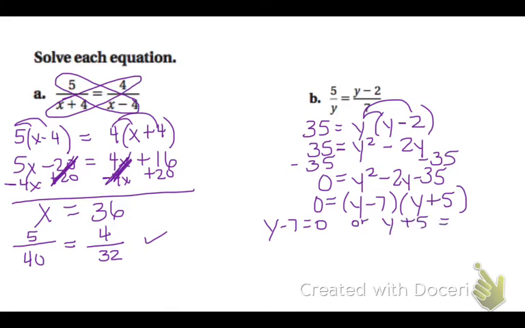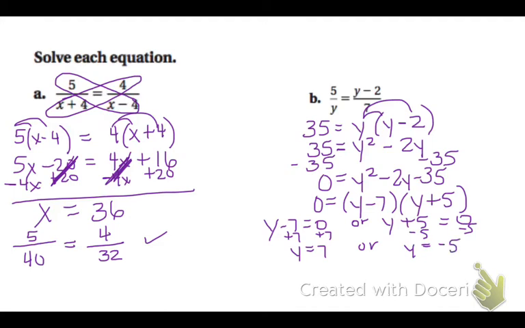This has to be true because that's what the zero product property means, that one of the factors is 0 for the product to be 0. So you would add 7 to both sides. So you have y equal to 7, or you subtract 5 from both sides, and you have y equal to negative 5.